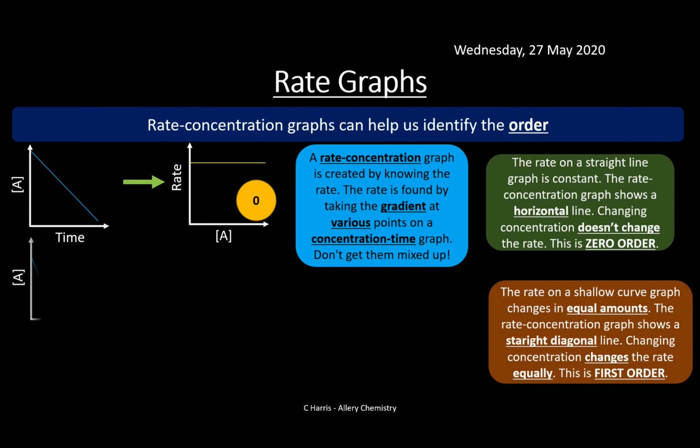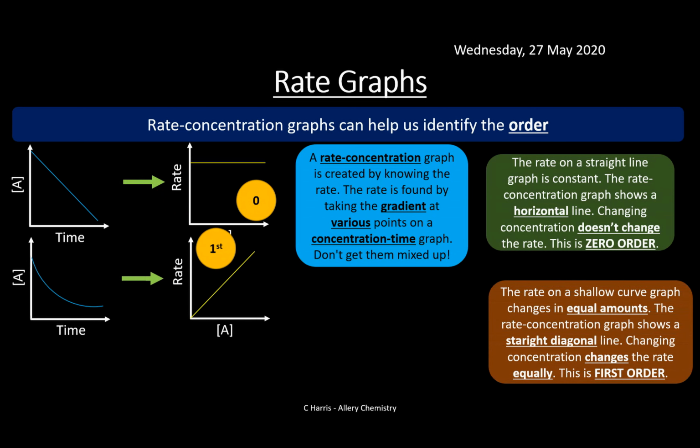So let's look at another one. This one is first order. You can see that the rate on this shallow curve changes in equal amounts. If I measure the rate at different points on this curve, I'm going to get a graph like this, which is going up as a straight line. So this is first order. This means that changes in concentration of A here mean that whatever that change is, it's going to increase the rate equally, or decrease it depending on which way it's going. In this case, it's an increase because the graph's going up.